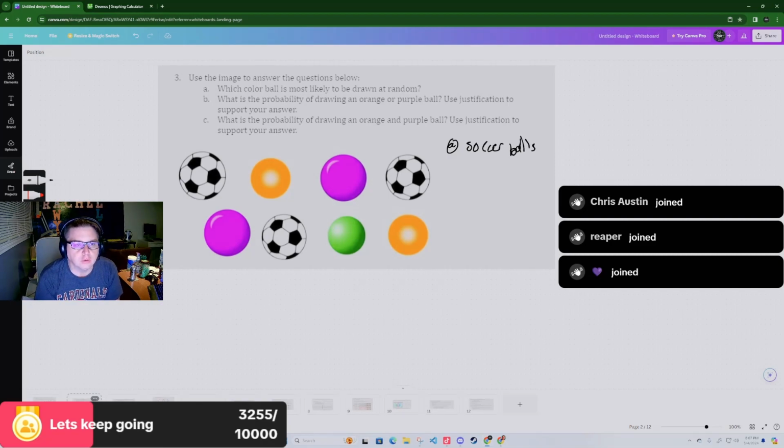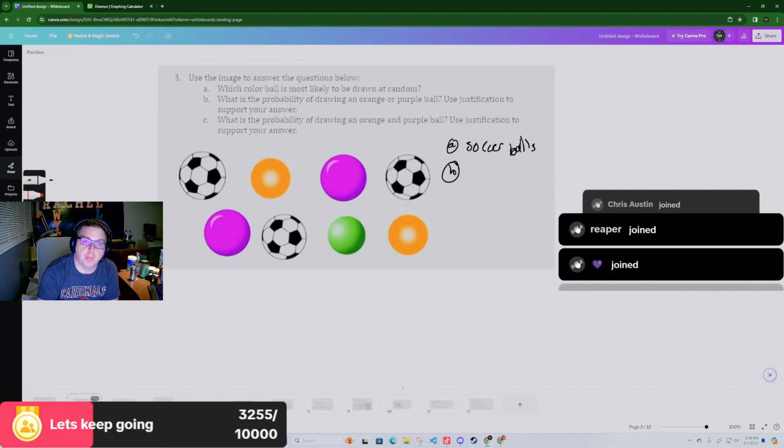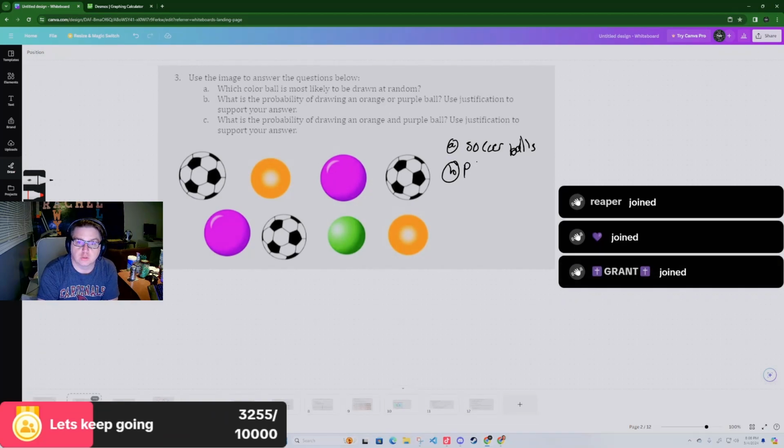Okay, it's not asking for a probability, it's just asking us for an answer. So I'm just going to leave it at soccer balls. My guess is we're going to find probabilities next. What is the probability of drawing an orange or a purple ball? So when we do this, we're going to do orange or purple. And the or symbol looks like that. So we're going to do the probability of orange plus the probability of purple.